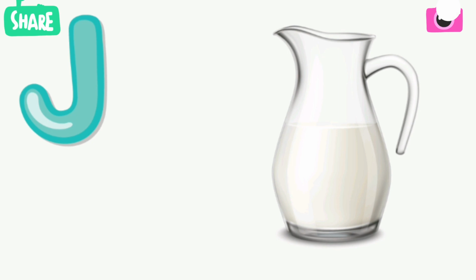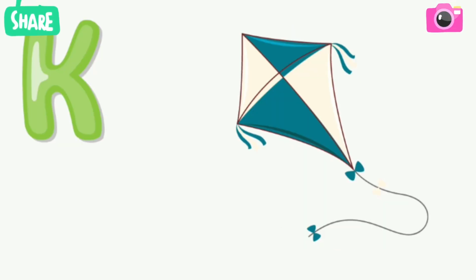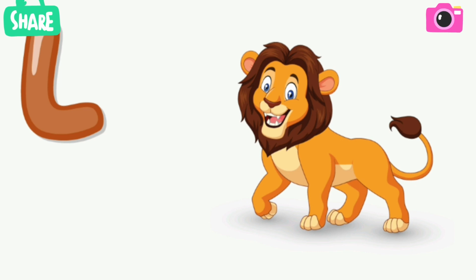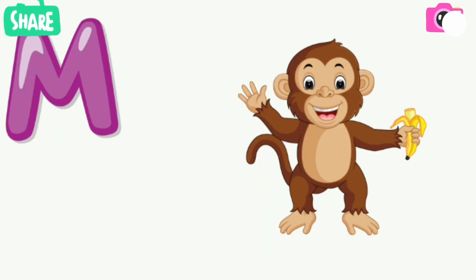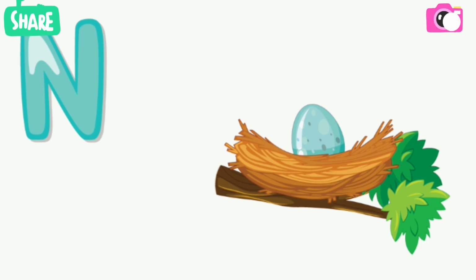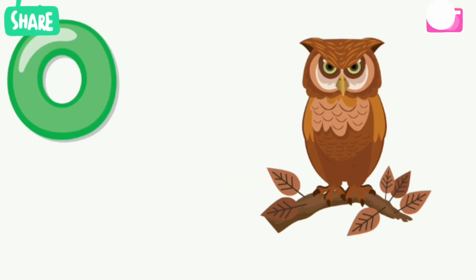J for jug. K for kite. L for lion. M for monkey. N for nest. O for owl.